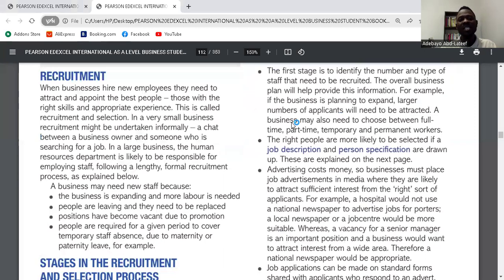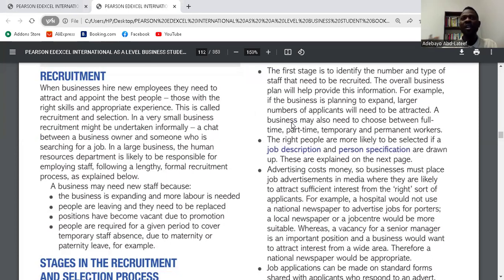Recruitment. When businesses hire new employees, they need to attract and appoint the best people, those with the right skills and appropriate experience. This is called recruitment and selection. When you are hiring as a business, you don't just hire, you hire the best people who are qualified to fit in that position that is vacant. That is what recruitment is.